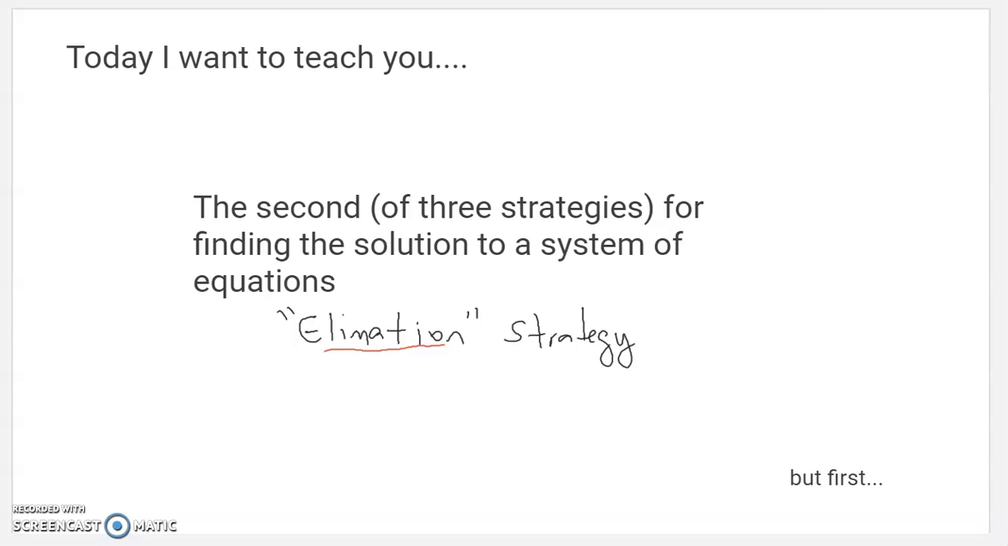Welcome back, folks. Today I want to teach you the second of three strategies for finding the solution to a system of equations. It's called the elimination strategy. So I'm going to teach that to you today. Write that as your next title, and after that, close that up, empty those hands, clear out those distractions, and here we go.